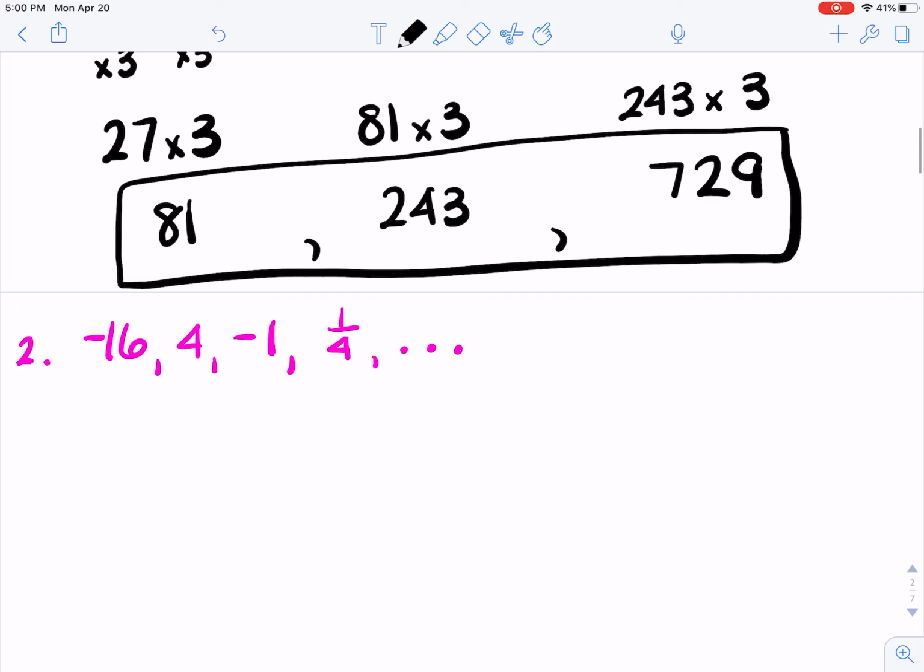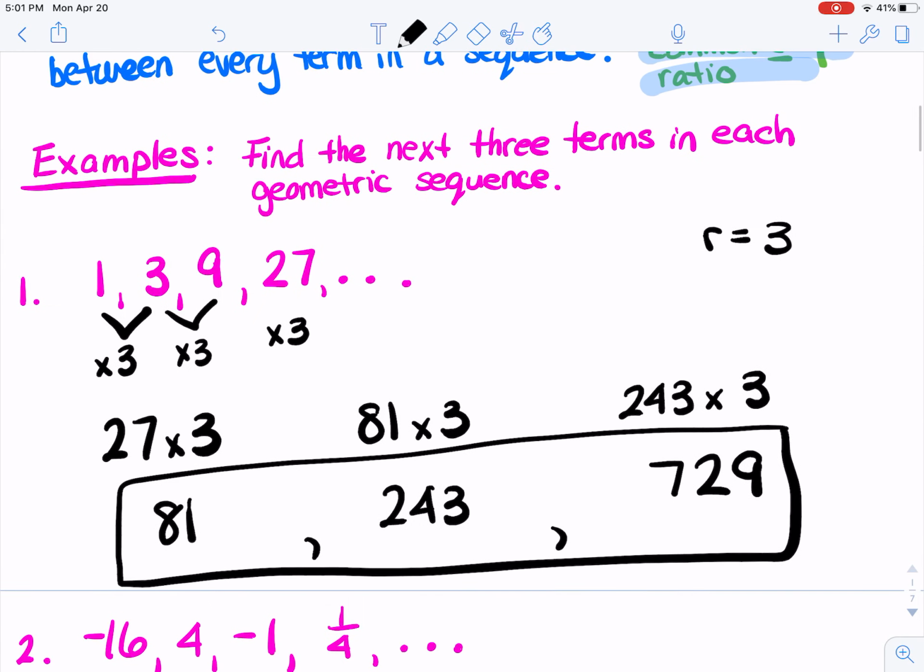Okay, example number 2. You notice here it goes negative, positive, negative, positive. In order to get that kind of sequence, whatever you're multiplying or dividing by, your common ratio, is going to be negative. That's the only way that you can alternate between positive and negative. Also, in this one, you can see that the numbers are getting smaller, versus in the first example, where the numbers are getting bigger.